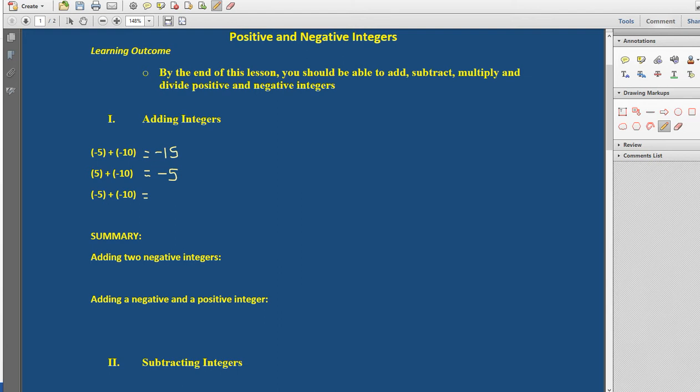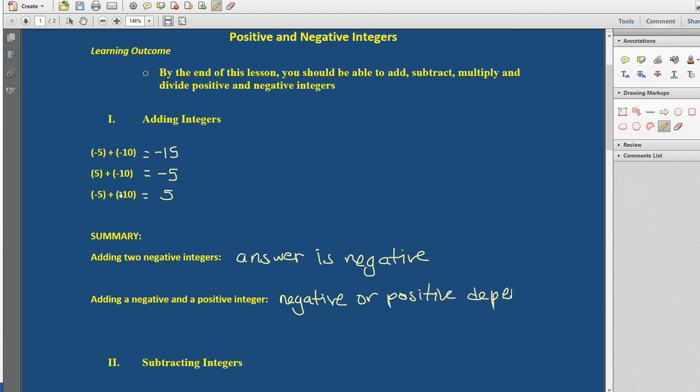And this one, I think I meant to say -5 plus 10. So in this case, the positives win out and we're left with +5. So when adding two negative integers, the answer is negative. Adding a negative and positive integer, it can be negative or positive for the answer, depending on whether positive or negative, put that in quotes, wins out.